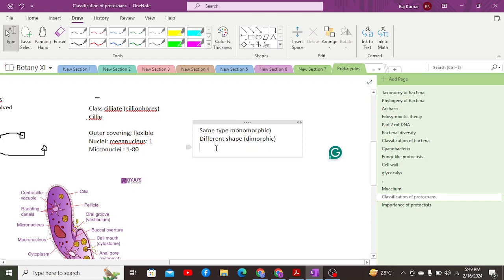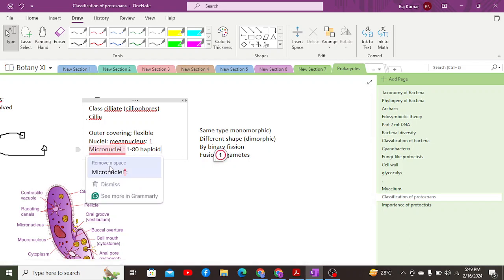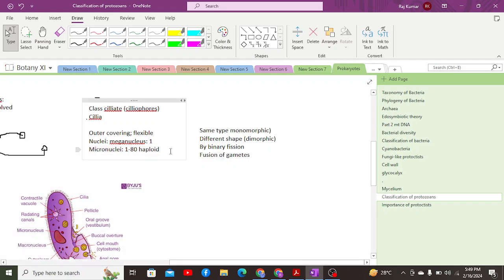Moreover, in Paramecium, asexual reproduction is done by binary fission, and sexual reproduction occurs by fusion of gametes. These nuclei basically act as gametes because they are haploid. So this is why they are able to perform the function.